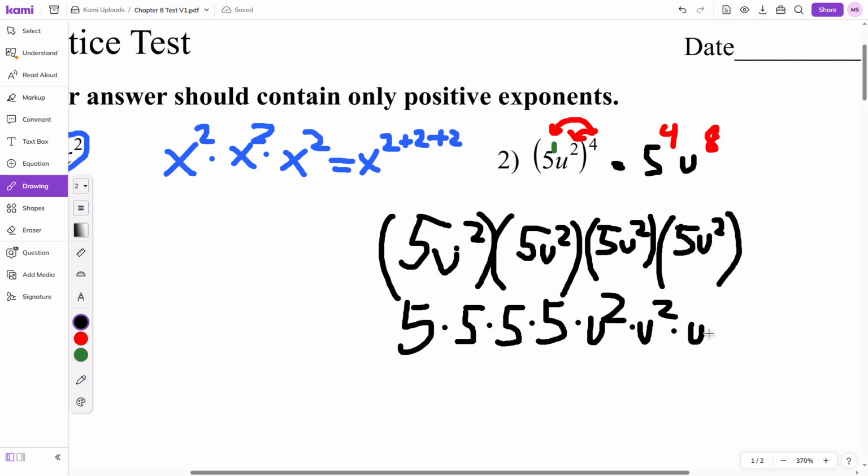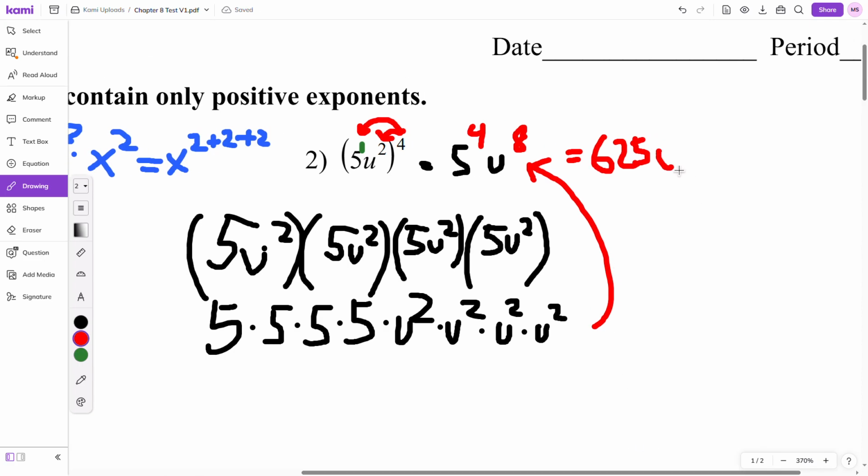So this is what it is. And I hope now you can see how this became this. Because 5 times 5 times 5 times 5 is really 5 to the 4th, and u squared times u squared times u squared times u squared, you just add the exponents, and that gives you u to the 8. So that's the answer. But you can also simplify 5 to the 4th and write that as 625 u to the 8, and we can make that the answer. And that is it for number 2.